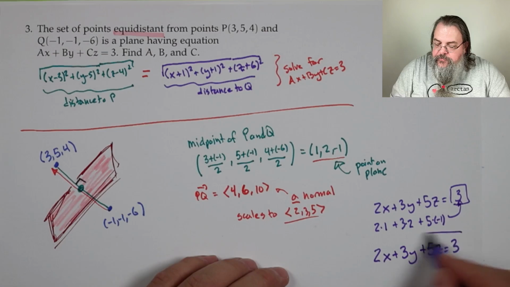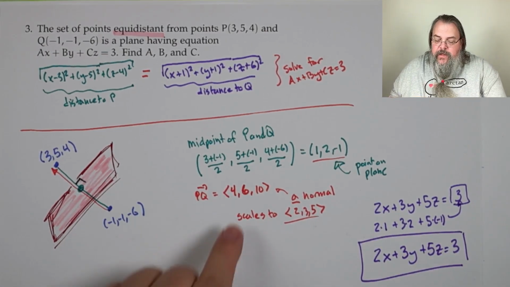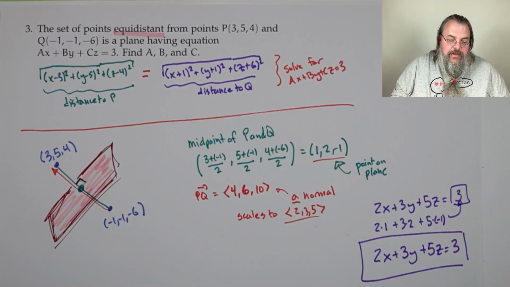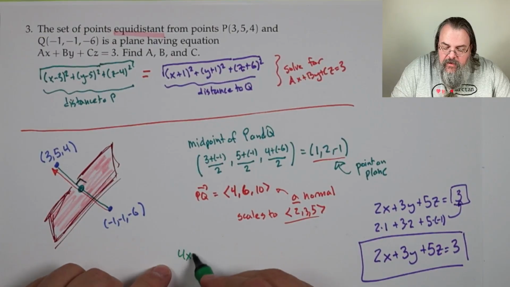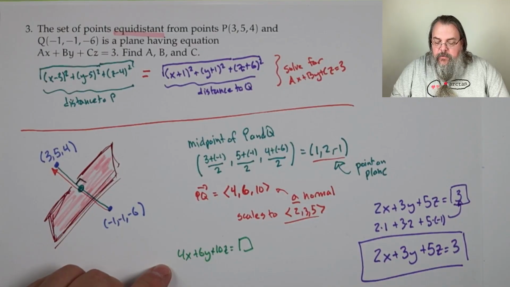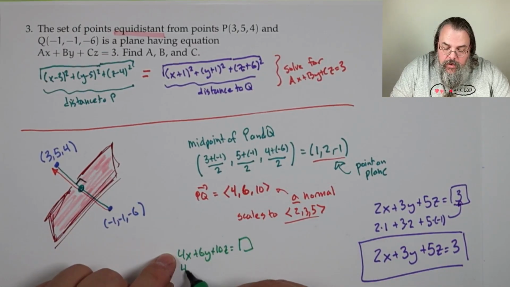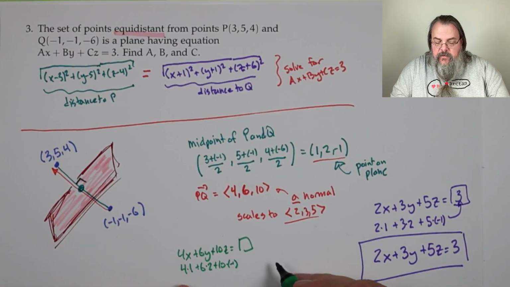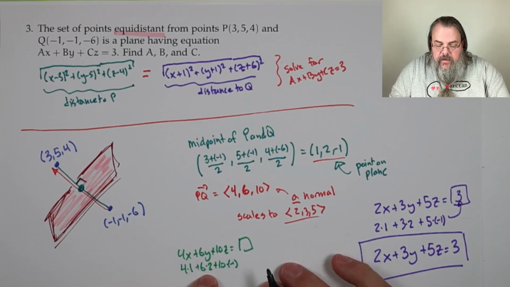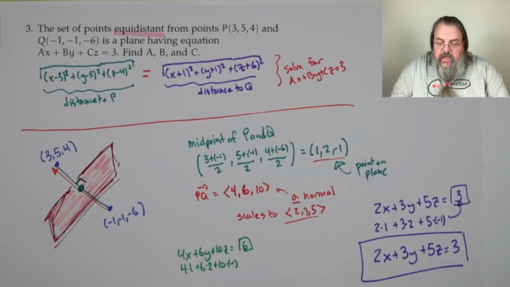Now, what would have happened, let's just do hypotheticals, if we said, well, let's use this 4, 6, 10. So let's do that. What would have happened? Well, we would have had 4x plus 6y plus 10z equals something, right? We just need a normal. Now, plug in the point. And we'll get 4 times 1 plus 6 times 2 plus 10 times negative 1. That's 4. And plus 12, that's 16. Minus 10 makes 6. You say, okay, that's our plane.